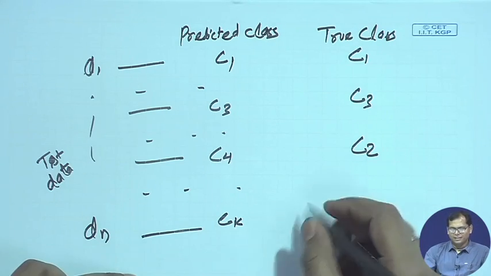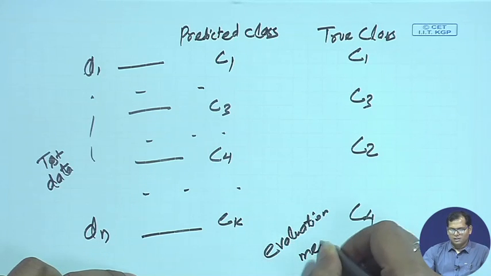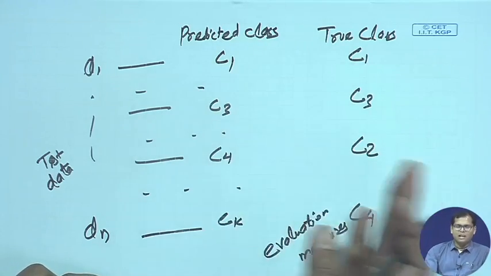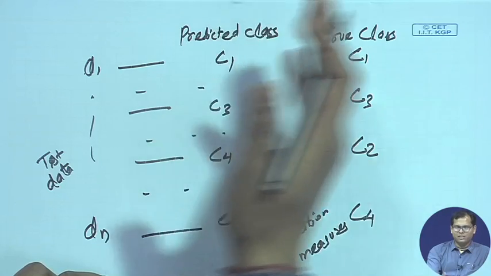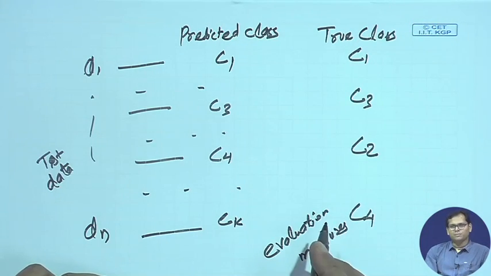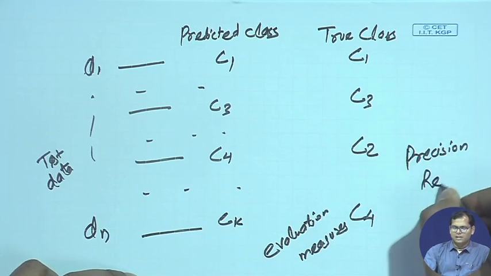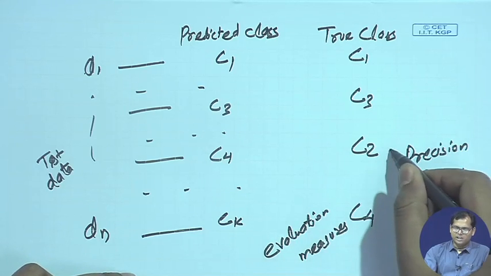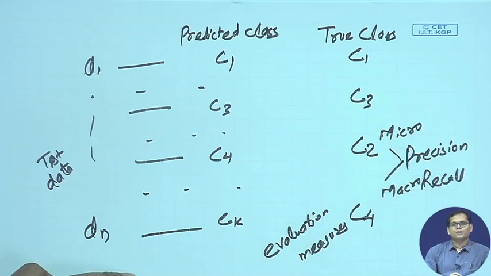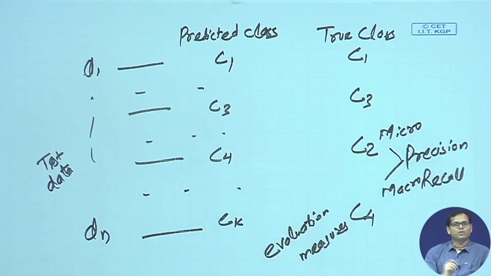So what are the different evaluation measures that can be used to compare this with this? One is simple accuracy: what fraction of times does your classifier give the same answer as the ground truth? That is one thing, but this is not very popular. There are some other measures like precision and recall, and in precision there are two variations, micro and macro. Let us see how we compute all these different evaluation measures.